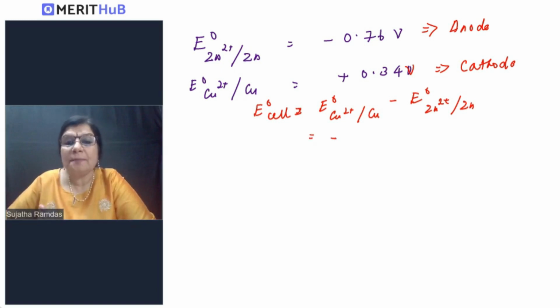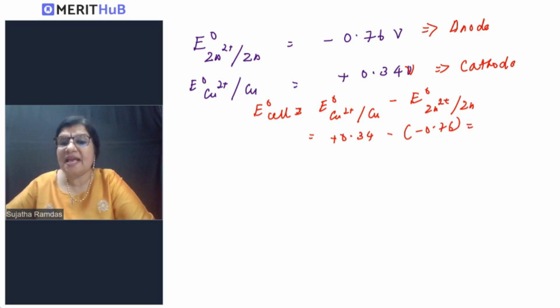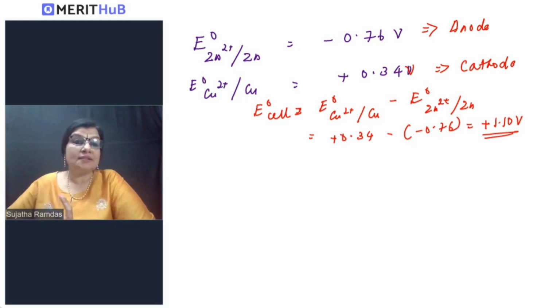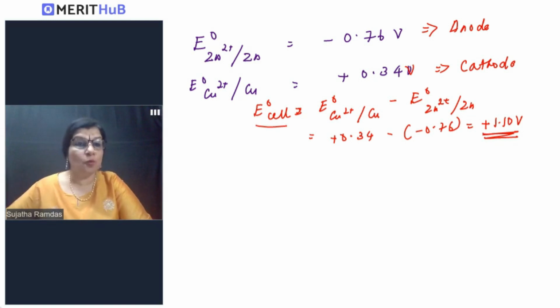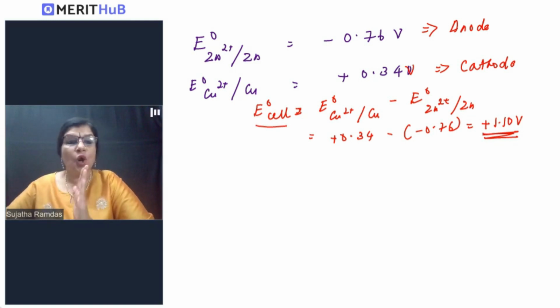So what is this? Plus 0.34, minus minus 0.76, which is plus 1.10 volt. This is the E0 cell of a Daniell cell. The moment you say E0 cell, we know it is under standard conditions. So the standard cell potential of the Daniell cell is plus 1.10 volt. The concentrations of both solutions are 1 mole per dm cubed each, or 1 molar.